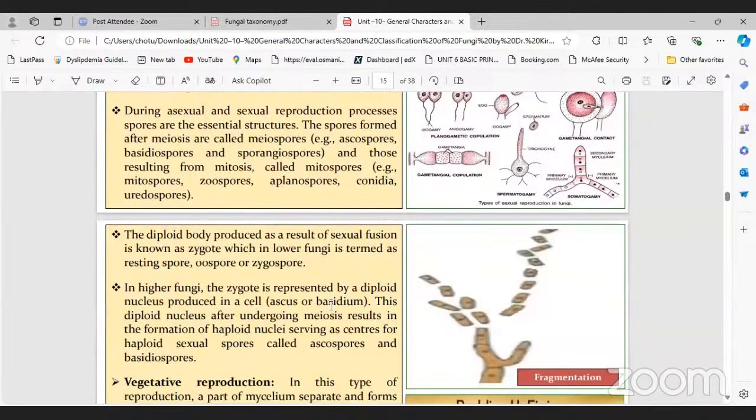The diploid body produced as a result of sexual fusion is known as the zygote. Within the lower fungi, the zygote is called a resting spore, oospore, or zygospore. In higher fungi, the zygote is represented by the diploid nucleus. This diploid nucleus is produced in a cell called the ascus or basidium. After undergoing meiosis, it results in the formation of haploid nuclei, serving as centers for the haploid sexual spores, which are called ascospores or basidiospores. This is a best example for the three types.